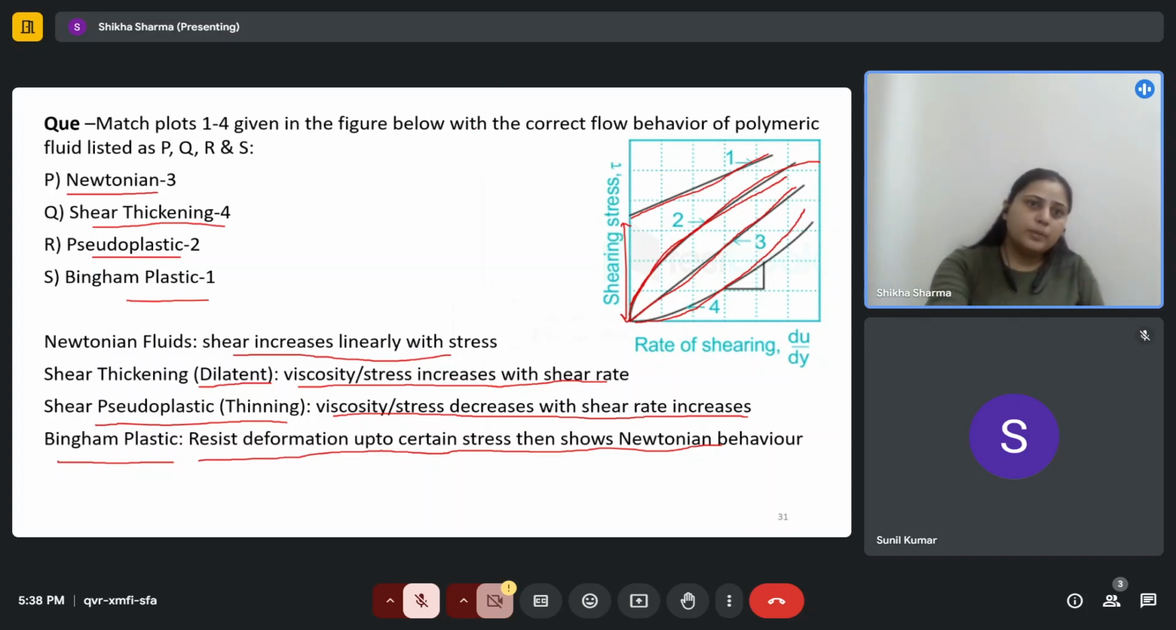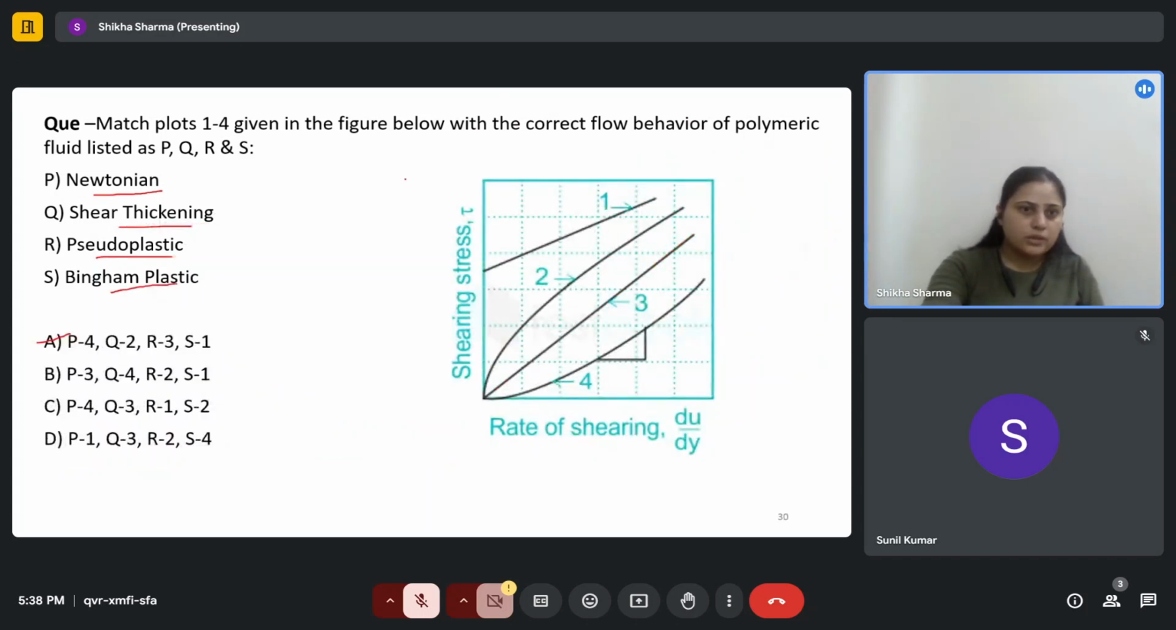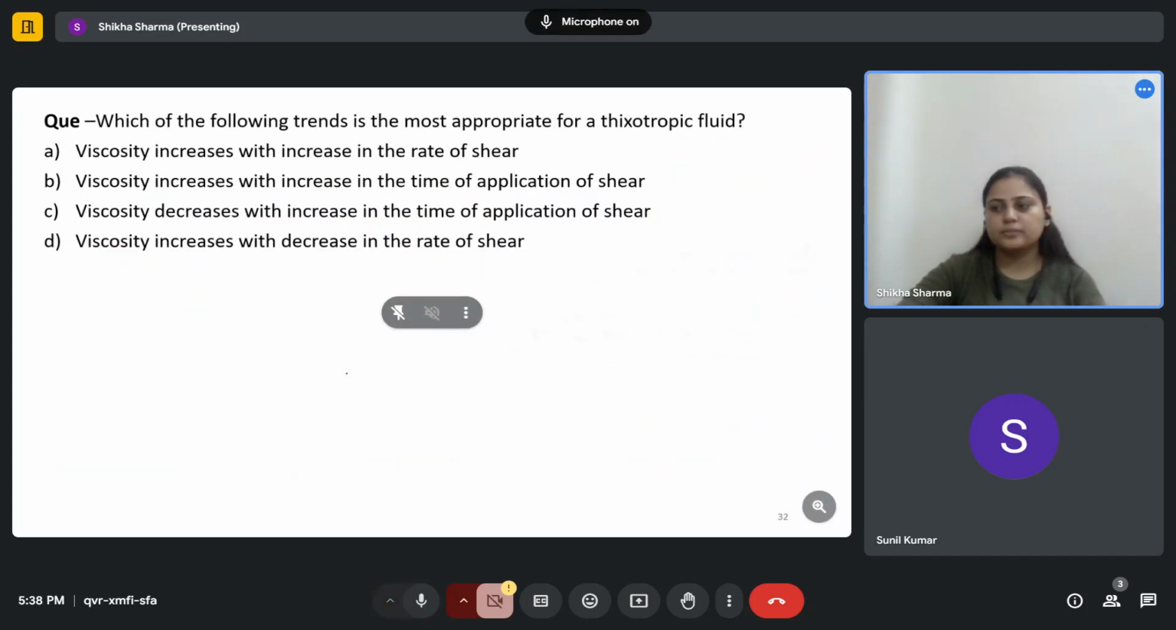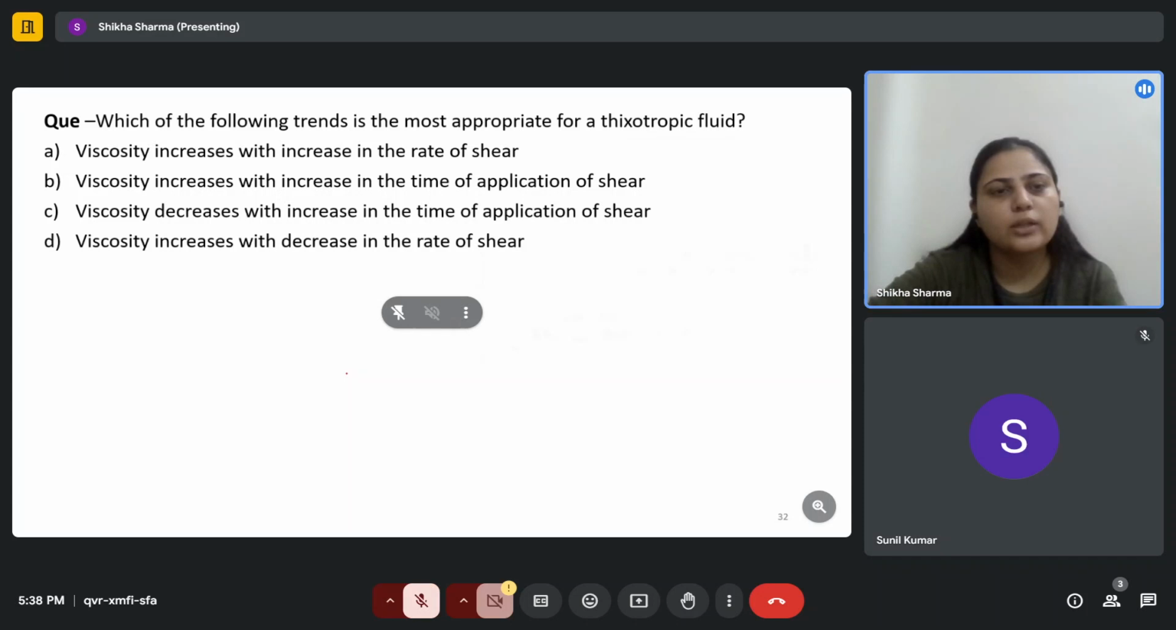So P is 3421. Which option is correct? Option B is correct, not A. Have you understood? Are you following? Okay, so let's move to the next question.